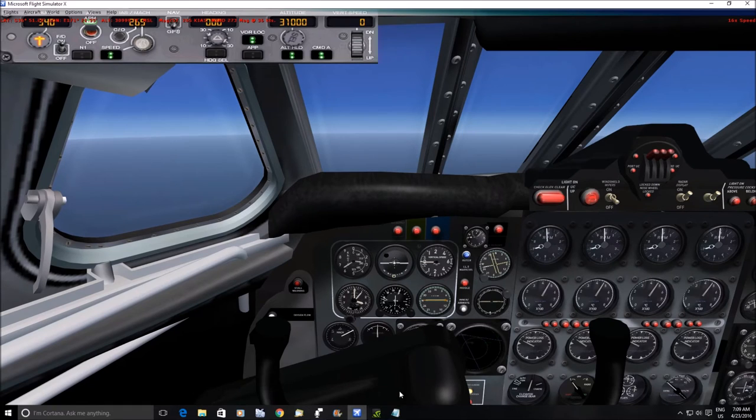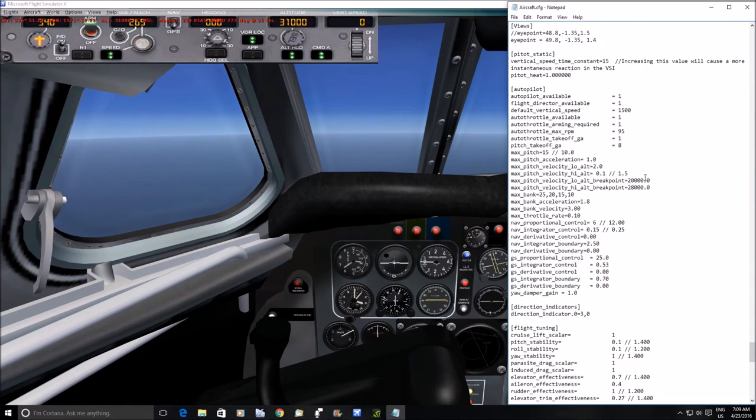Now there was a roll oscillation I did have on a previous flight. So I changed the autopilot here, the nav proportional, to a 6 and the nav integrator to a 0.15, so that it doesn't overshoot your localizer when you're picking up the ILS. That seemed to work pretty good in my tests anyways.